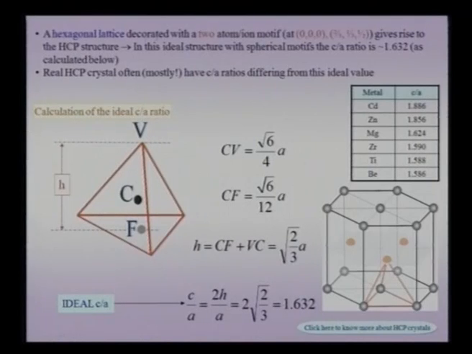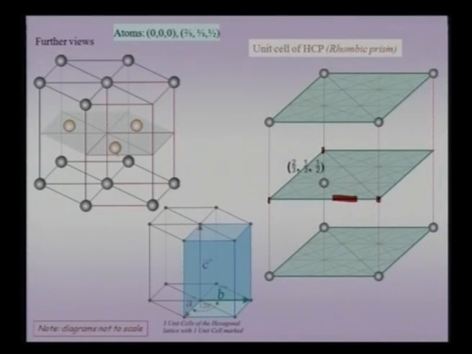based on the atomic diameters. So now I have the hexagonal lattice decorated with the 2 atom motif at 0, 0, 0 and at 2/3, 1/3, half. Now we will see that the ideal structure with spherical motifs has a C by A ratio which is 1.632. So let us see how this 1.632 comes about. Now to calculate that, let me consider a tetrahedron which is formed by this atom and the atoms which are located at these vertices. So I make a tetrahedron out of these atoms, because I join these atoms and the base to form a tetrahedron.